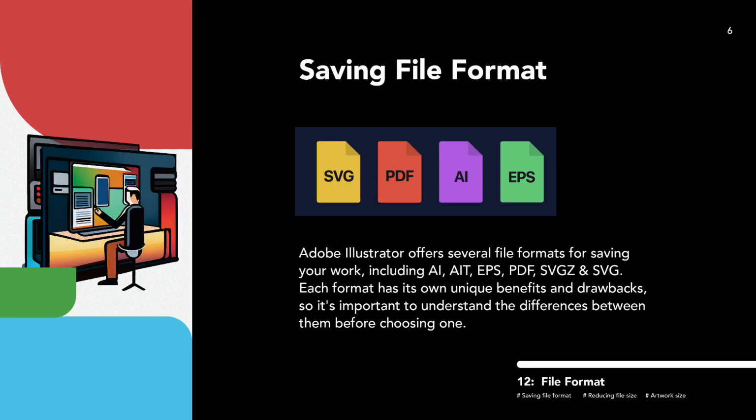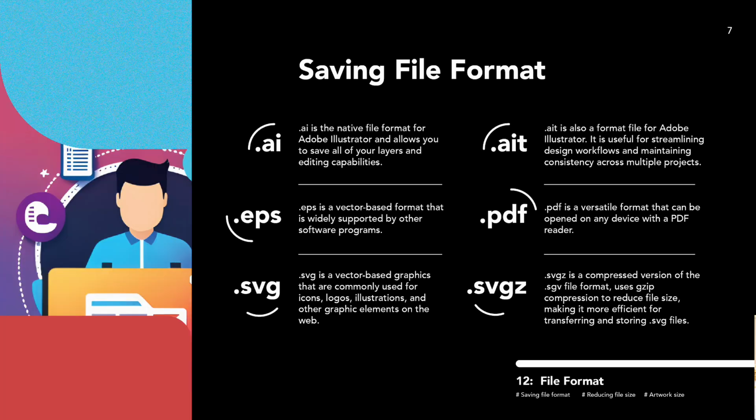Adobe Illustrator offers several file formats for saving your work, including .ai, .ait, .eps, .pdf, .svgz, and .svg. Each format has its own unique benefits and drawbacks, so it is important to understand the differences between them before choosing one. So these are six types of file that are available in Adobe Illustrator. It is .ai, .ait, .eps, .pdf, .svg, and .svgz.